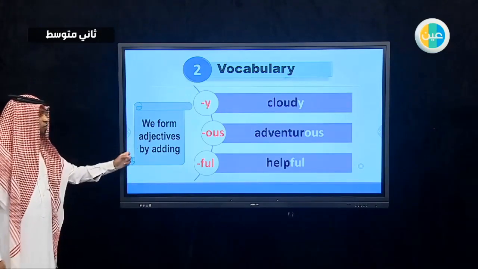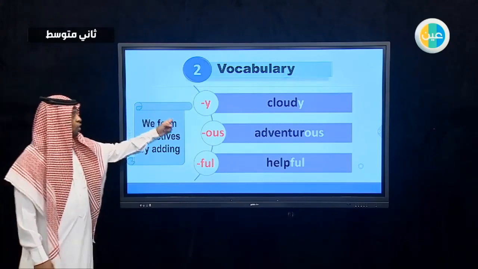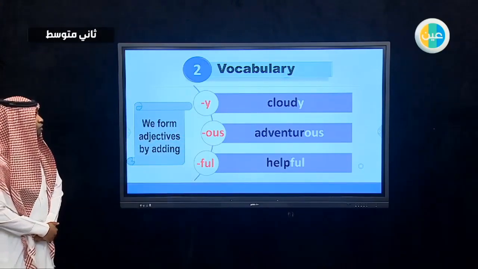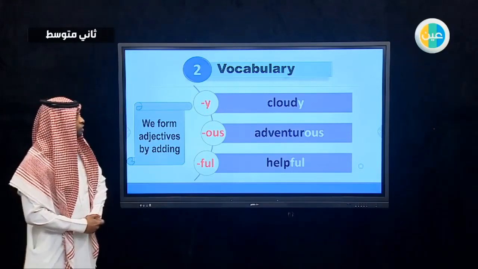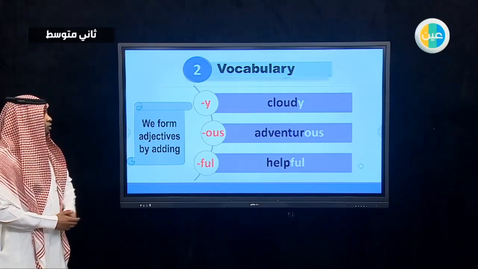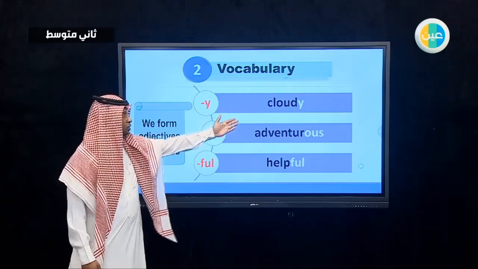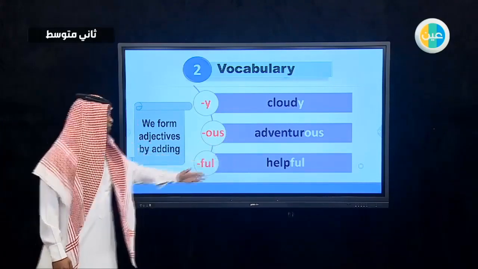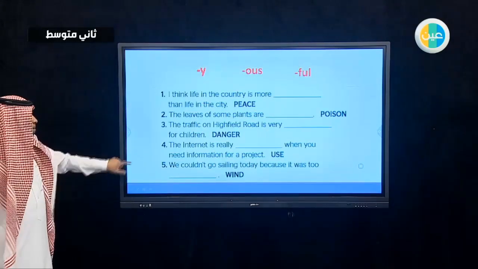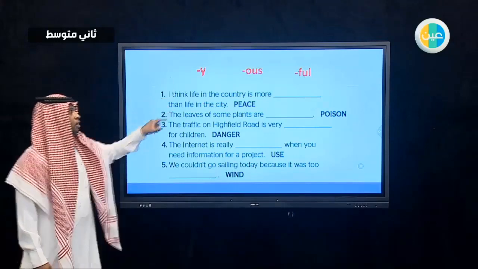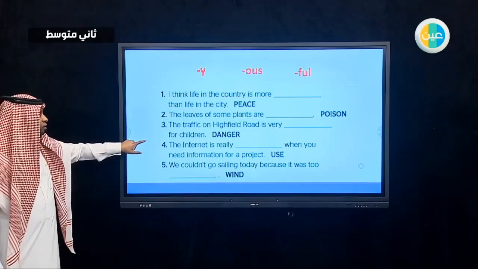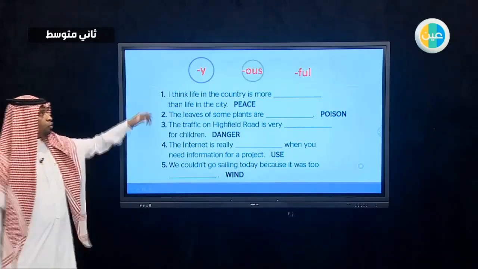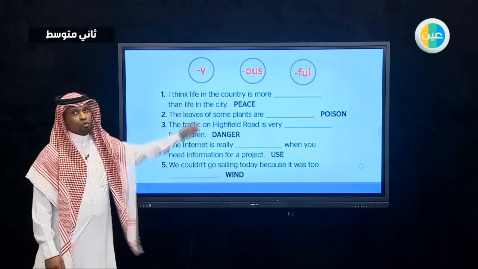We form adjectives by adding y, ous, ful to the ending. Let's see the first one here. Cloudy, it is cloud, cloudy. Adventure, adventurous. Help, helpful. Now let's move to the three suffixes that we have here. We have y, ous, ful.